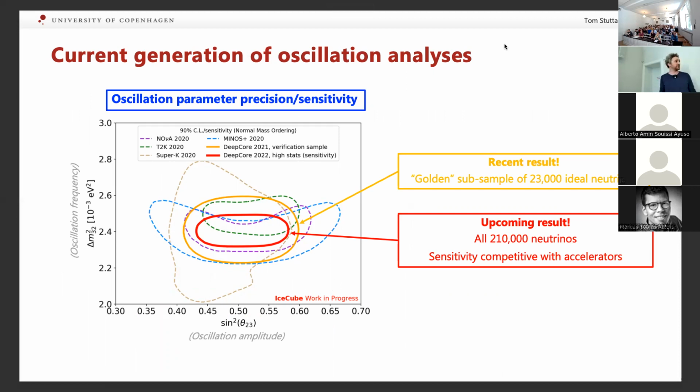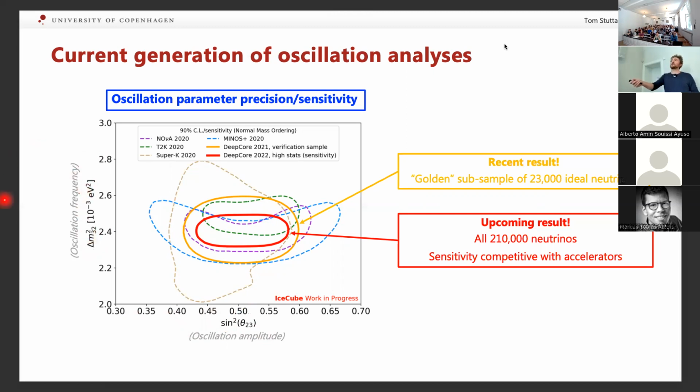I've introduced you to what ultimately we're measuring, these deformations of our energy and direction histograms. What do we ultimately measure? What you can see here is a summary of results from IceCube and other experiments in measuring these oscillation parameters. We're measuring two parameters here really. On the x-axis is the mixing angle, which you can just think of as the amplitude of these oscillations. And on the y-axis, you can see the mass splitting, so the difference in masses, and this is basically the frequency of the oscillations.